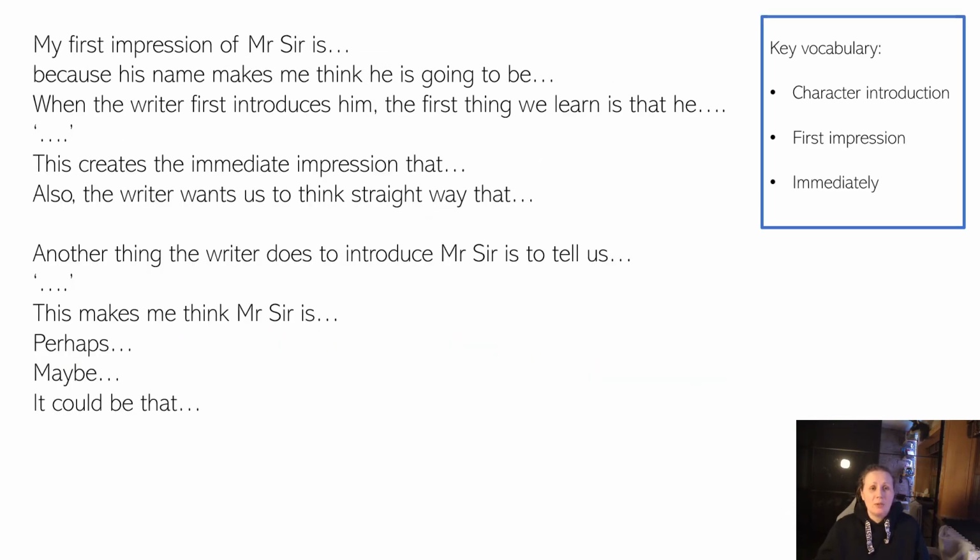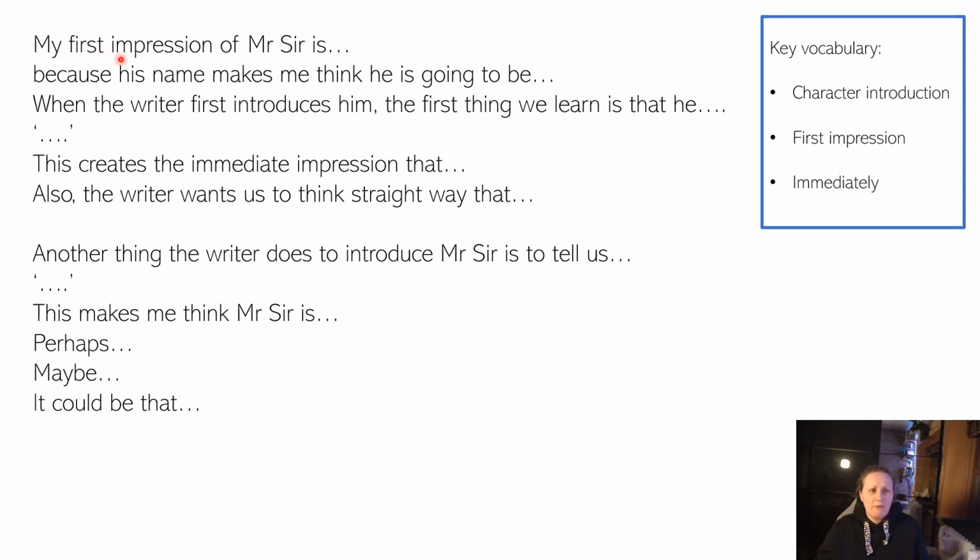Okay, so what I'd like you to do now, Year 7, is just try and think about how we've been introduced to Mr. Sir. You can write one paragraph, you can write 2. If you really want, you can write 3. So I've put some sentence stems on the screen here, and I've also put on the screen some key vocabulary because we are thinking about our first impressions of a character and the first things they do. So you can use these or you can tweak them a little bit, but try and look at these first before you do your paragraph.